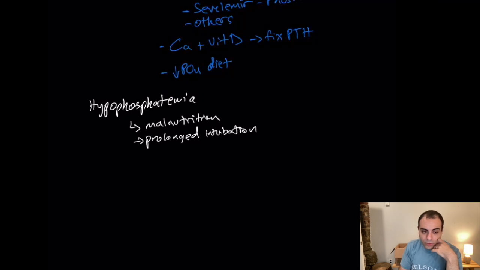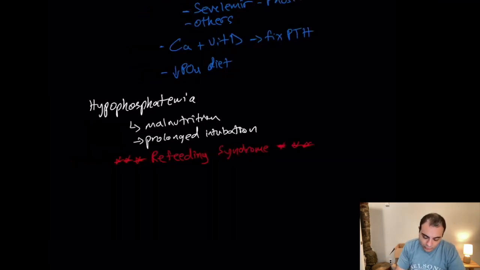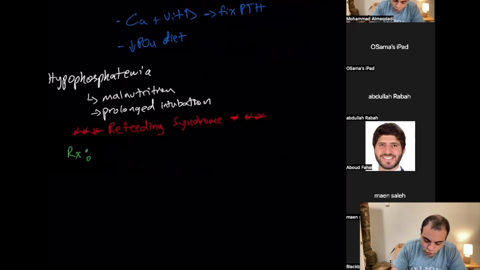What's the problem with hypophosphatemia? What do you worry about? If these people start eating, what are they gonna get? Refeeding syndrome. Refeeding syndrome, exactly. So you have to worry about refeeding syndrome for these people. So you really have to replete their phosphorus before feeding, okay? In terms of therapy, how do you replete phosphorus? Again, it's very easy. You can either give sodium phosphate, okay?